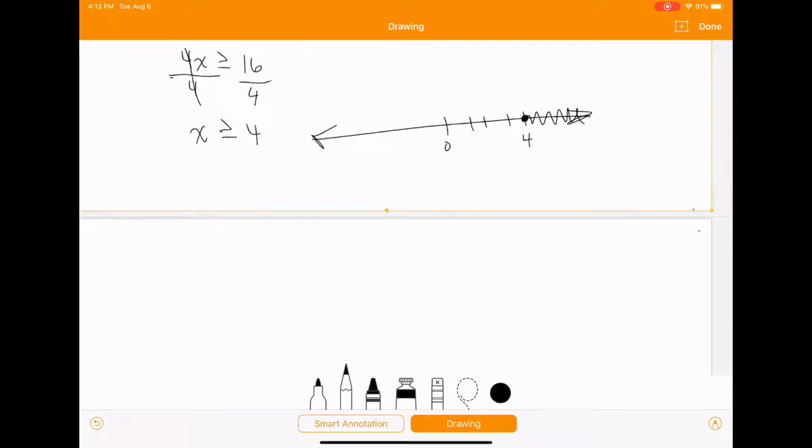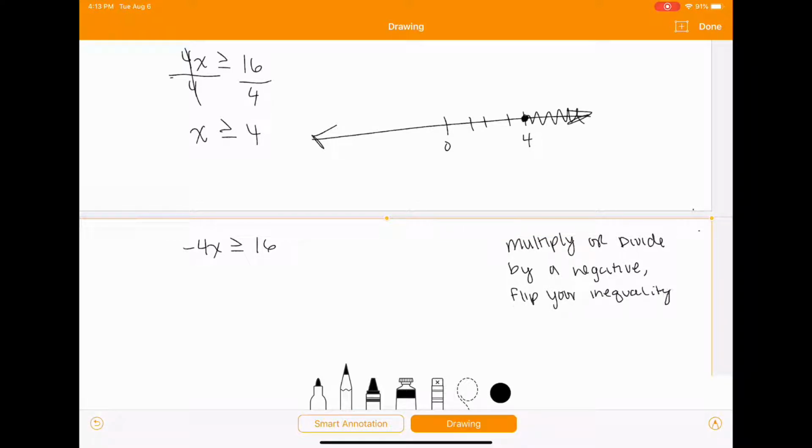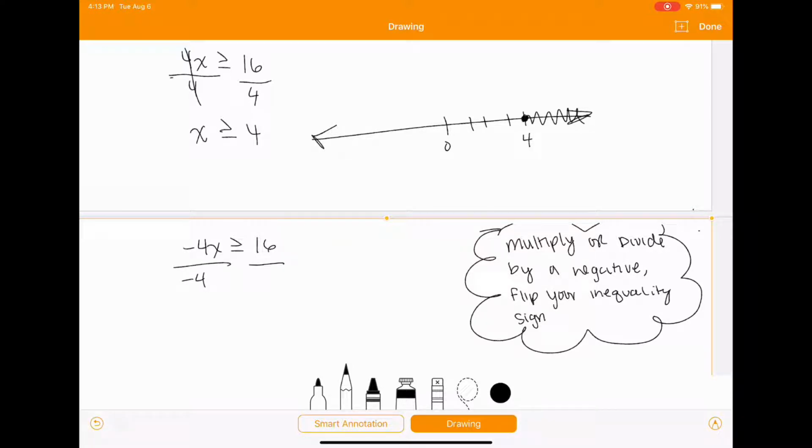Now, if we had a negative 4x is greater than or equal to 16, this negative is what's going to make things different. Anytime you multiply or divide by a negative, you have to flip your inequality sign. This is super important.